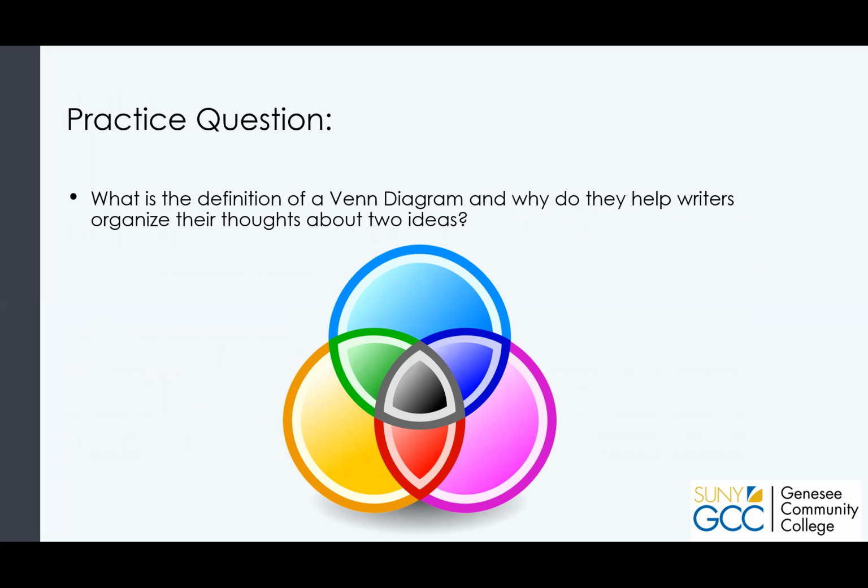And now you're going to pause the video in a minute here and answer this practice question underneath your free writing. So please make sure there's at least one blank line after the ending of your free writing before you answer this question. You are going to type in the definition of a Venn diagram. You can use your own words. It does not need to be a dictionary.com definition. And then you're going to tell me why they help writers organize their thoughts about 2 or more ideas. So pause the video and go ahead.